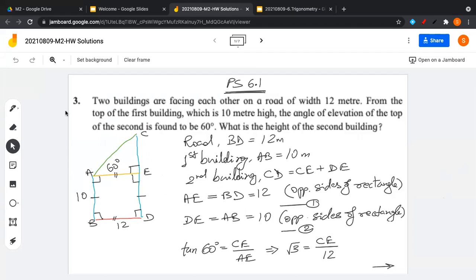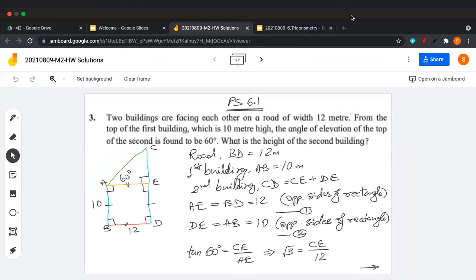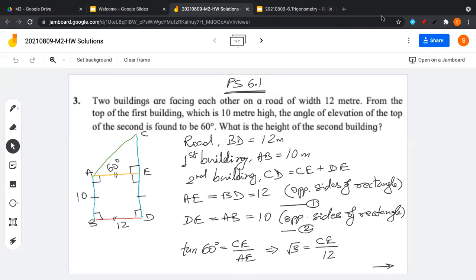Okay. So the first homework question was question number 3 of practice set 6.1, where two buildings were in front of each other on the two sides of a 12-meter wide road, right? And the height of one building, the shorter building, is 10 meters. And the angle of elevation from the top of the shorter building to the top of the higher building is 60 degrees. We drew this diagram in the class, and we understood how to solve. I don't think I solved it completely, but you solved. So I had written the solution the way I would write.